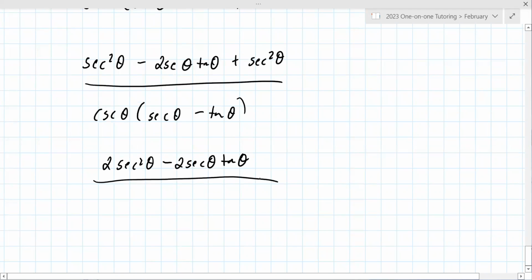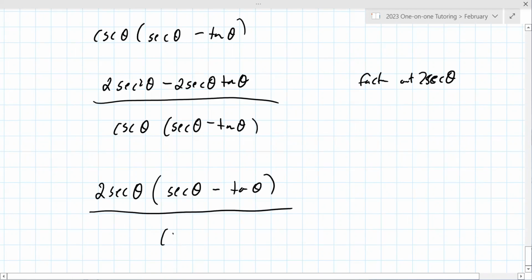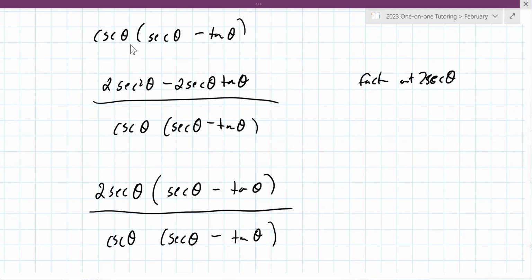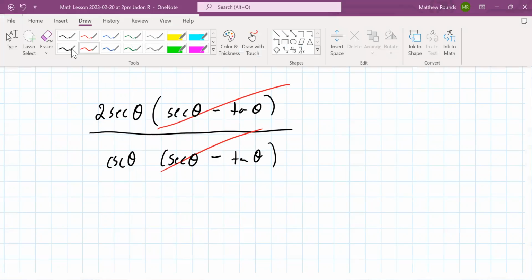And then cosecant theta minus tangent theta. So I noticed that you can factor out a secant, 2 secant theta in the top. So we got 2 secant theta times secant theta minus tangent theta. Oh, that's good. See how that worked out nicely? Because we have a secant theta minus tangent theta on the bottom, cosecant theta here. So the good news is those cancel, and really close here.